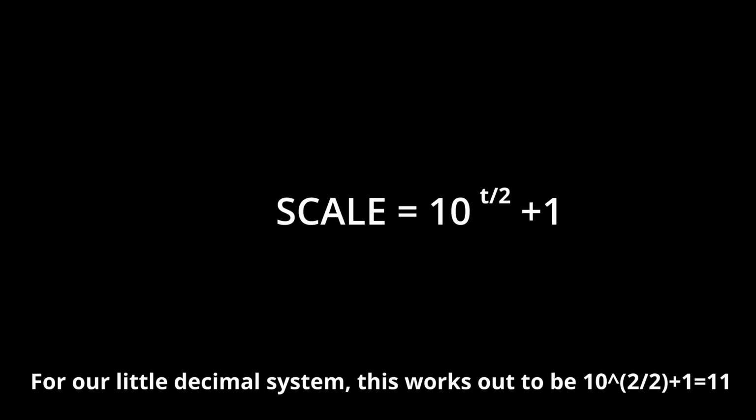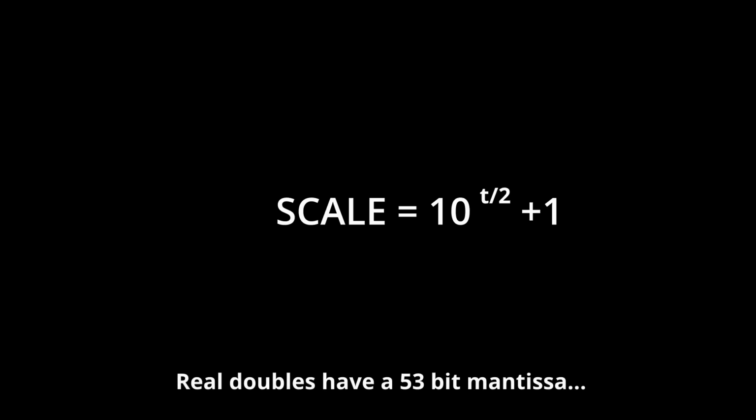That gives us 11. Now, if you're dealing with actual doubles, then they've got like a 53-ish bit mantissa. I say kind of ish because there's an implied bit as well. And whether or not you count that, who on earth knows? You've got about 53 bits in your mantissa. So you'd have 53 divided by 2, which will give you 26.5.